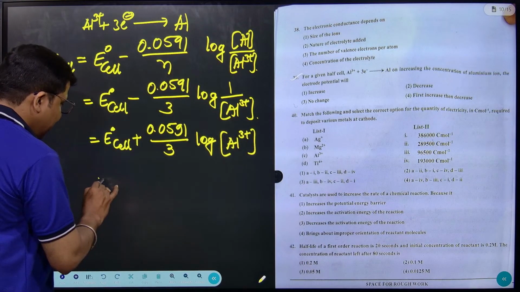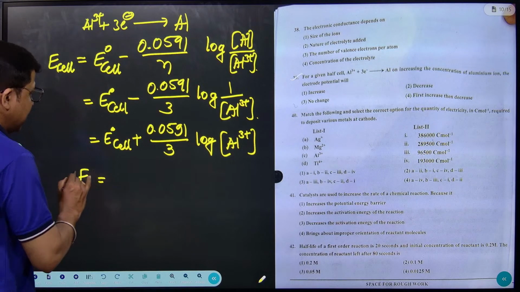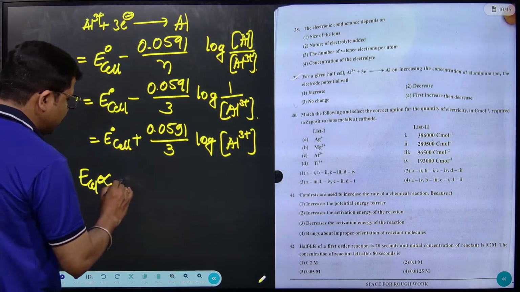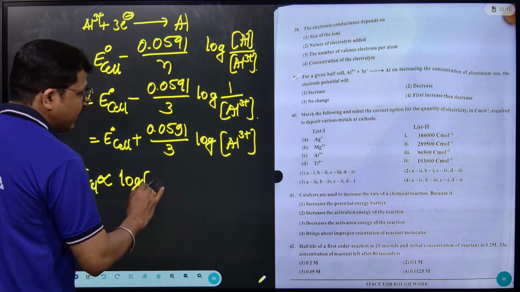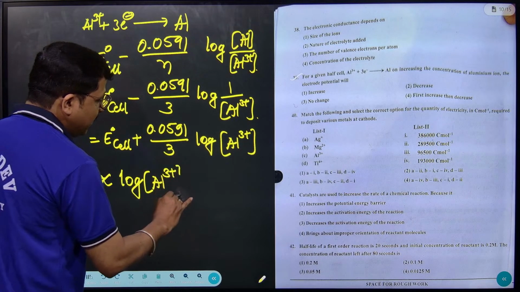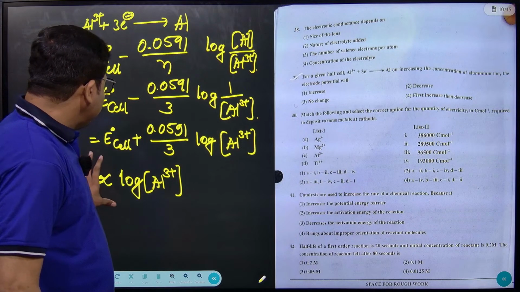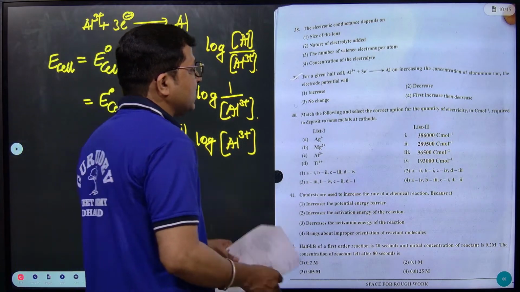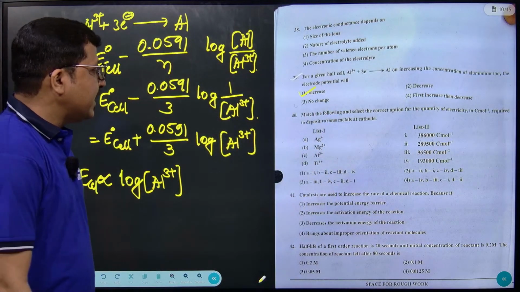Okay, now E cell is directly proportional to the logarithmic value of the concentration of Al3+ ion, means as the electrode potential increases, the concentration of the aluminum ion will also increase, hence option number 1 is the right answer.